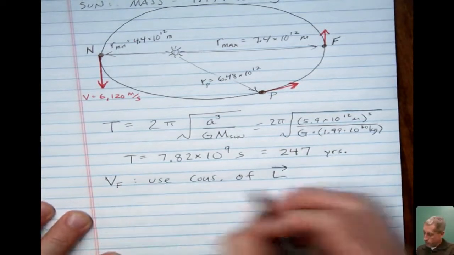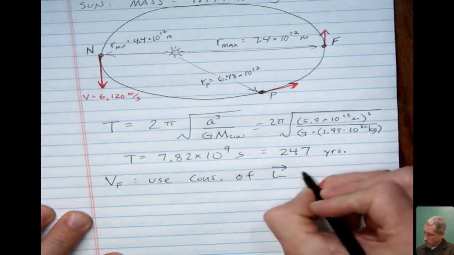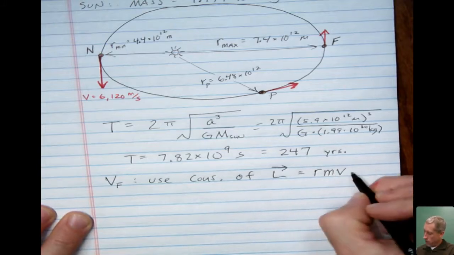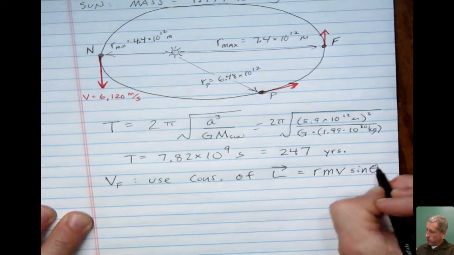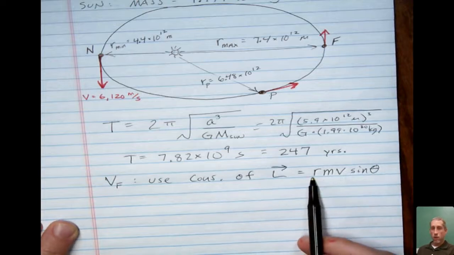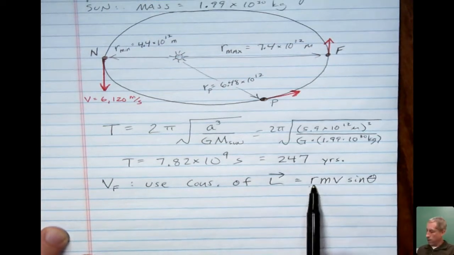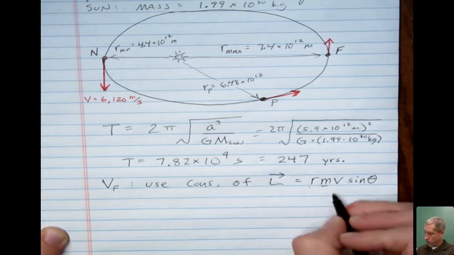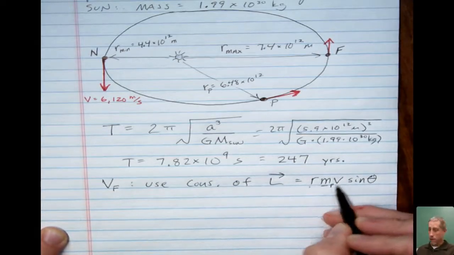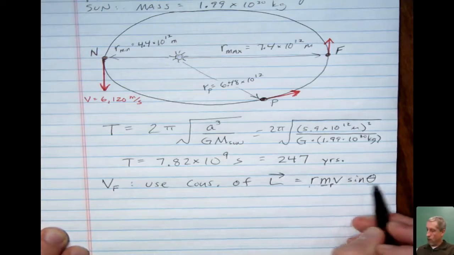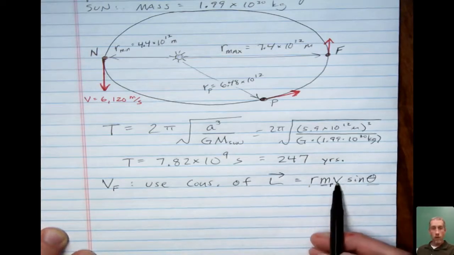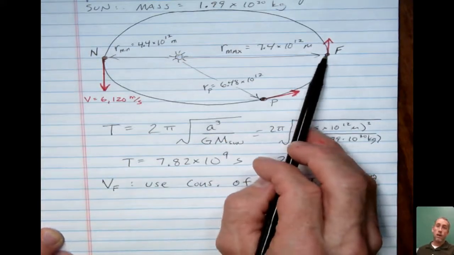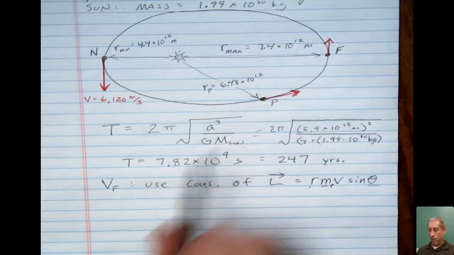So the angular momentum, I'll describe that here as R cross P, or R M V times the sine of the angle between them. So R is the vector that goes from the sun, the axis of rotation here, out to where the planet is. M, of course, is the mass of the moving planet. This is Pluto. V is the velocity of the planet at that point. And then theta is the angle between R and V. So the reason I'm using that for these two positions is because the angle is 90 degrees. And I don't have to worry about the sine of 90 degrees. It's just equal to 1.